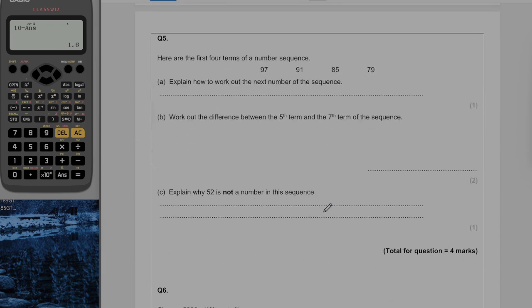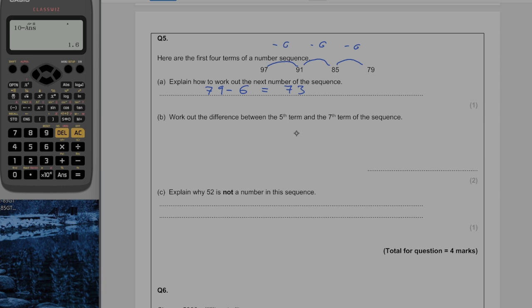Question 5. Here are the first 4 terms of a number sequence. Explain how to work out the next number in the sequence. So the difference from there to there is 6. The difference from there to there is 6. The difference from there to there is 6, but it's minus 6. So we subtract 6 each time. Work out the next number. We do 79 minus 6, which would be equal to 73.